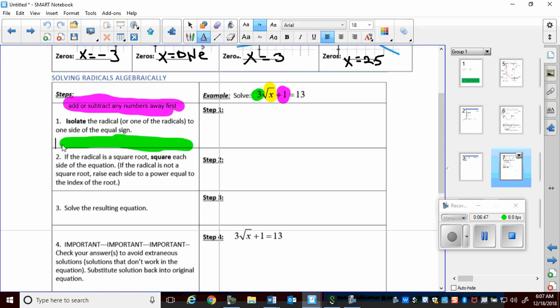So here, multiply or divide, we do the opposite. Any numbers away second. So we're going to go through the rules here, but that's basically what we're going to do. And then we're going to square that radical.